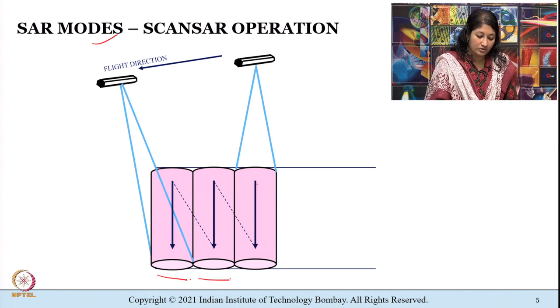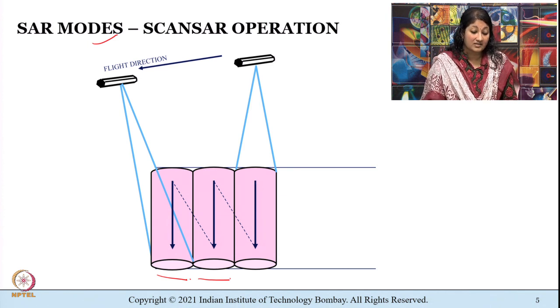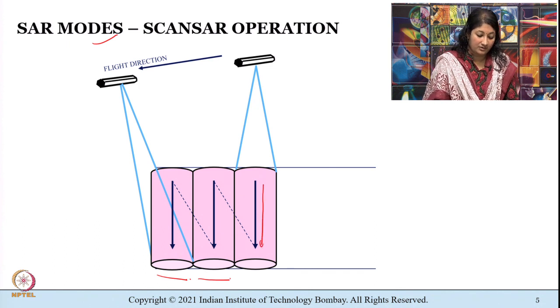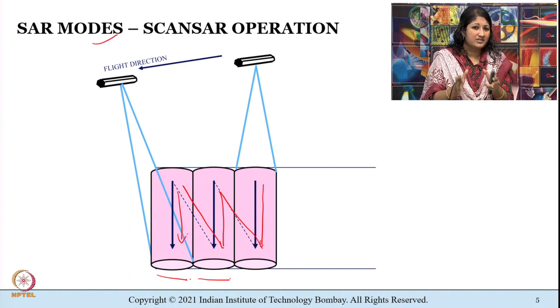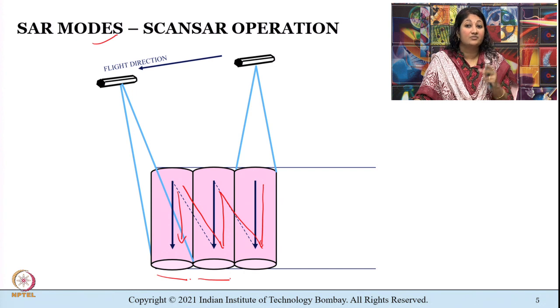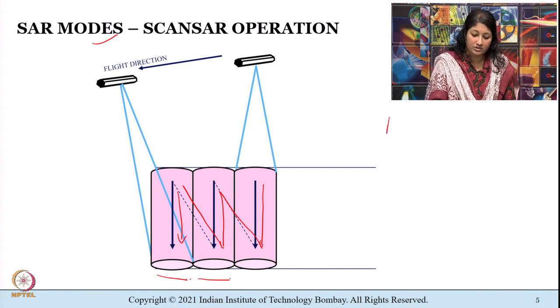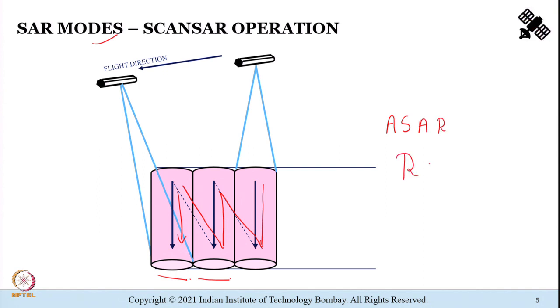The arrows show the way in which scan SAR operation is carried out. You know, adjacent areas are being repeatedly scanned and imaged. And scan SAR mode, as the name suggests, is commonly used in advanced synthetic aperture radar ASAR. It is also used in RADARSAT. Alright, so that was SAR mode and scan SAR operation.